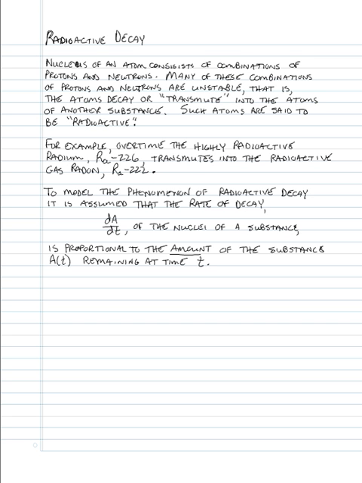We shift our talk from growth to decay, and specifically right now radioactive decay. Let me read to you a bit. I apologize for that, but it's kind of important to understand a little bit before we get started with the problem. The nucleus of an atom consists of combinations of protons and neutrons. Many times these particular combinations of protons and neutrons are unstable. That is, the atoms decay or transmute into atoms of another substance. Such atoms are said to be radioactive.